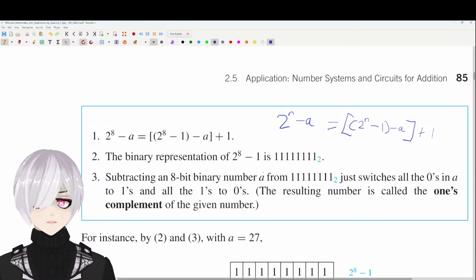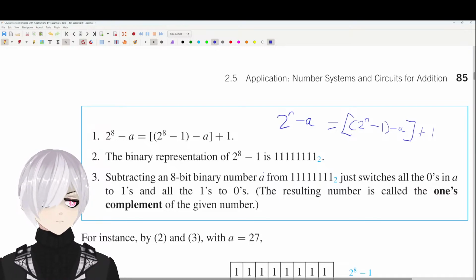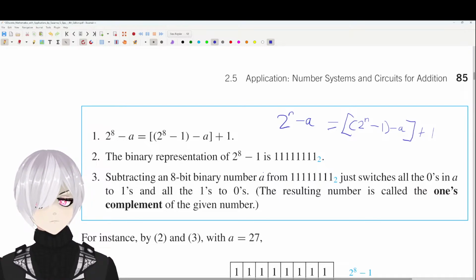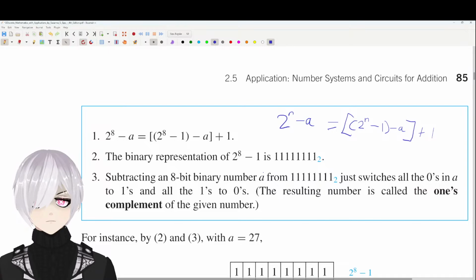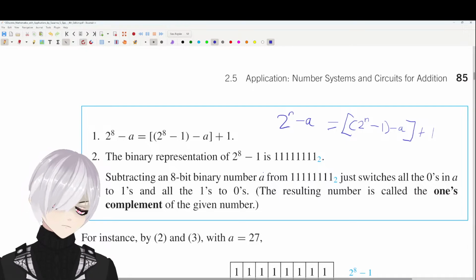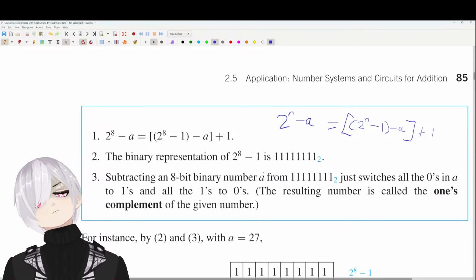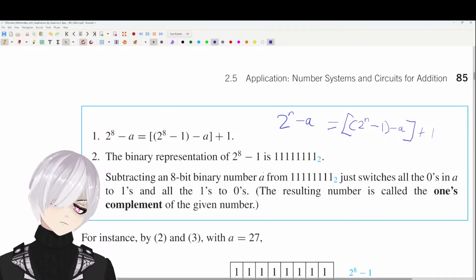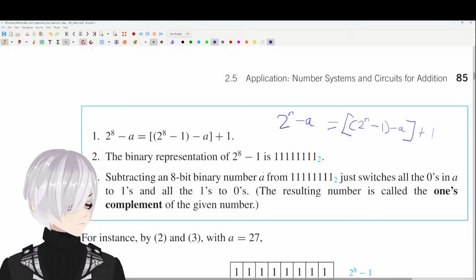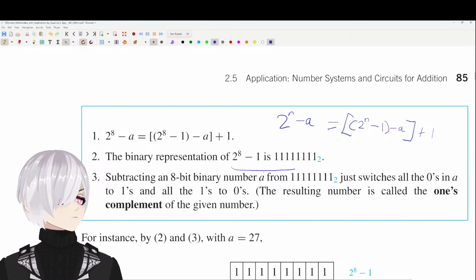Fair enough. Then they say, okay, let's start by figuring out what 2 to the 8th minus 1 is in binary representation, and it happens that that's 8 ones. So now, to figure out the two's complement of A, we can take those 8 ones, then subtract A, and then add 1. Subtracting A from that binary number of 8 ones is going to switch all the zeros to ones and all the ones to zeros. And why is that?